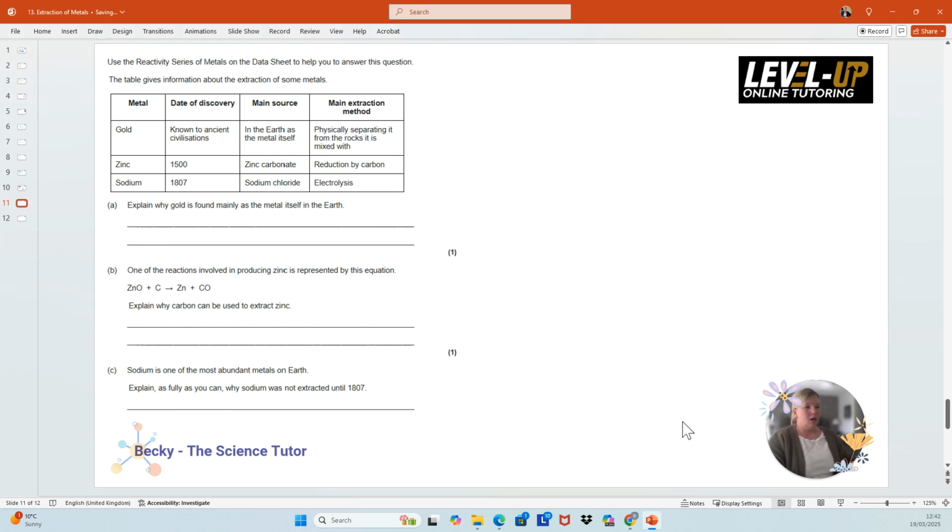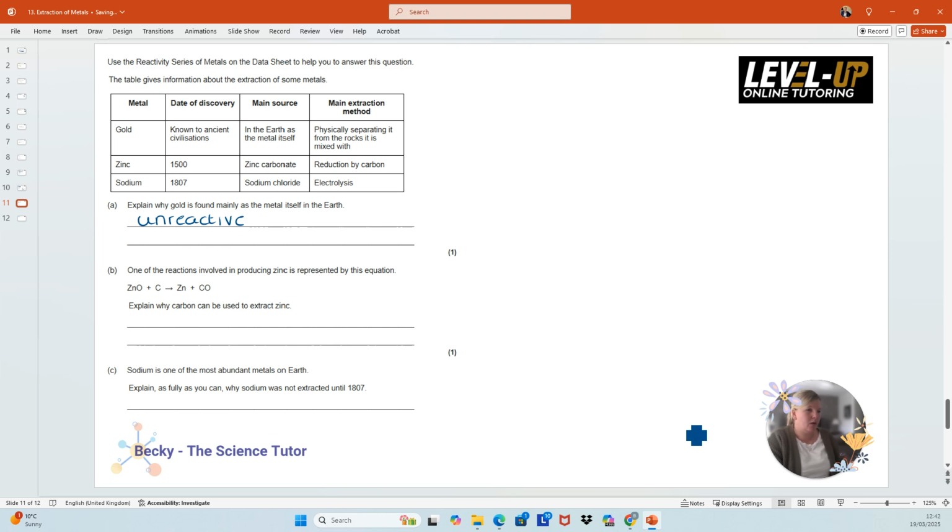Okay, so it says use the reactivity series of metals on your data sheet, that's the sheet that you've got with the periodic table on, to help you answer the question. It says why is gold found mainly as a metal itself in the earth? So why is it basically found on its own? This is because it's unreactive. And you'll find that at the bottom of your reactivity series.